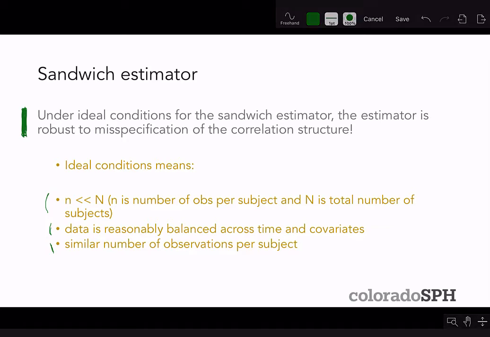So basically, balanced data with little or no missingness.